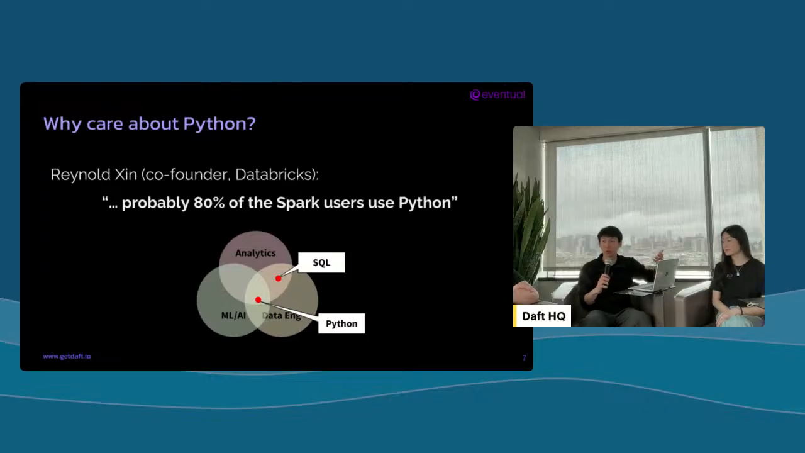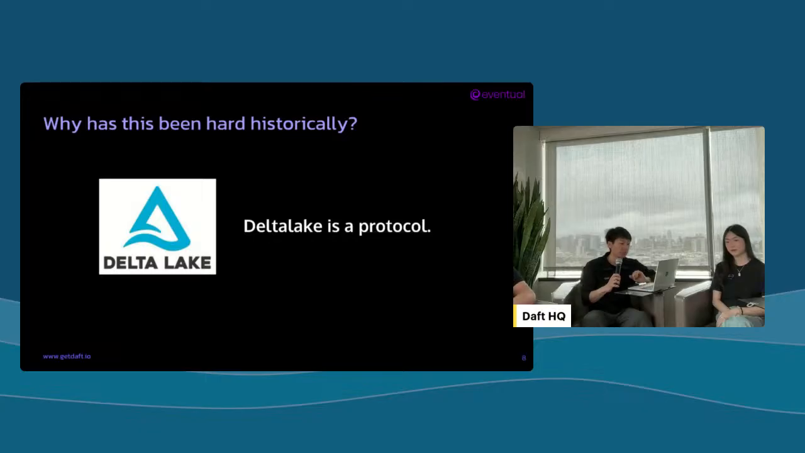And I think we're moving to a world where data is basically SQL and Python, both of them. And so why has this world been hard to build historically? Diving into it, Delta Lake itself is really just a protocol. It's a specification, right?